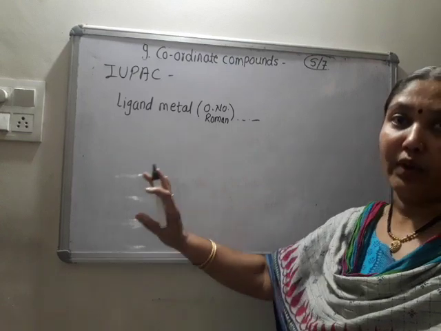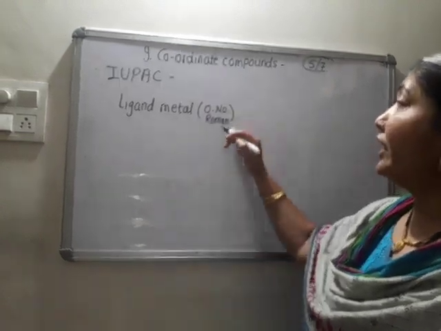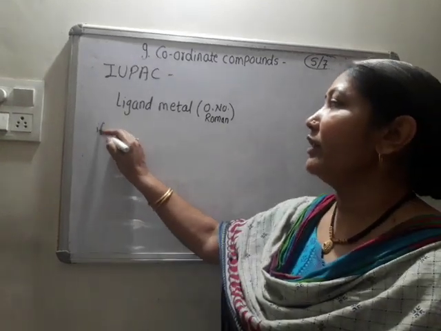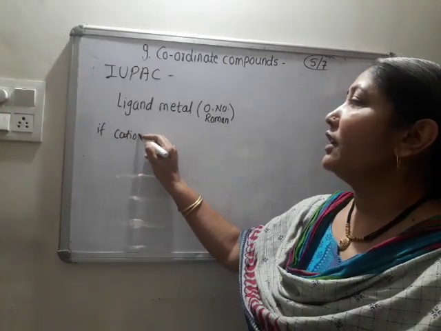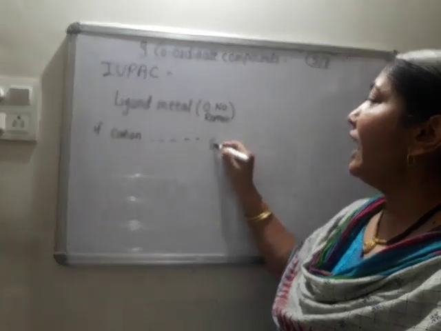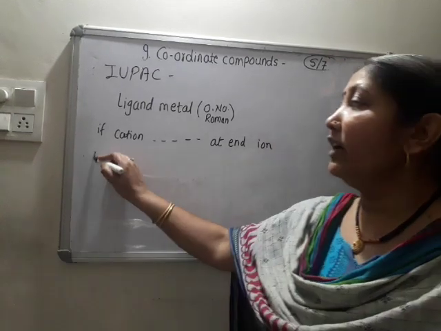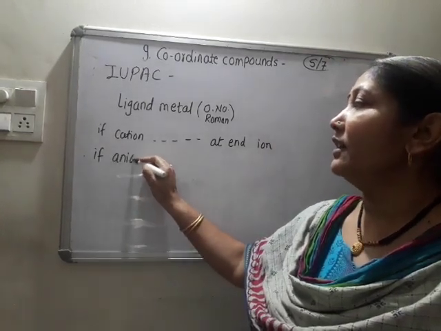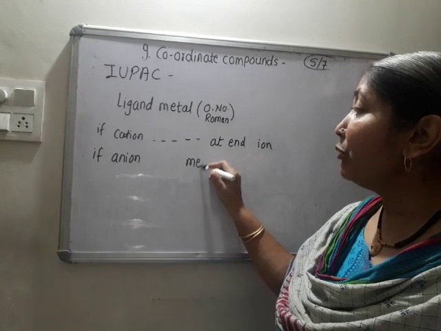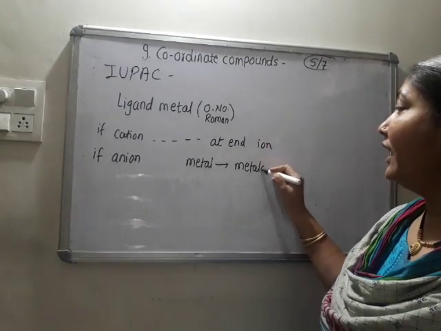This is the sequence. Mostly we follow this. If it is a cation or anion, then at the end you have to write ion. If it is an anion, then that metal is written as metallate.